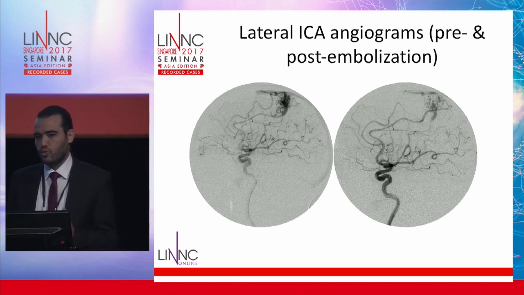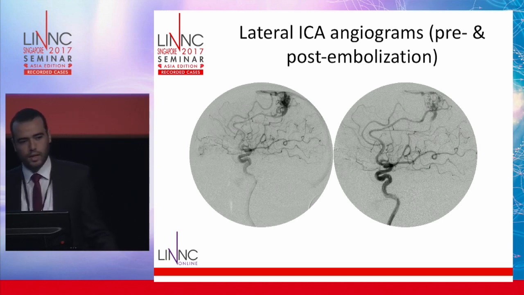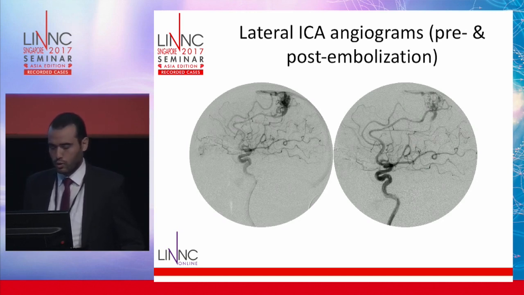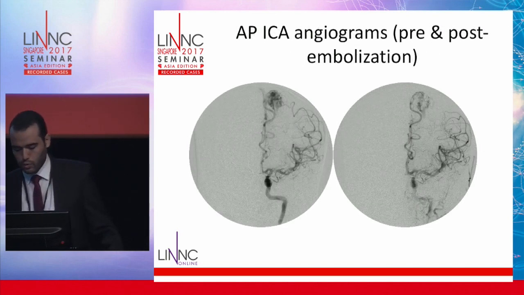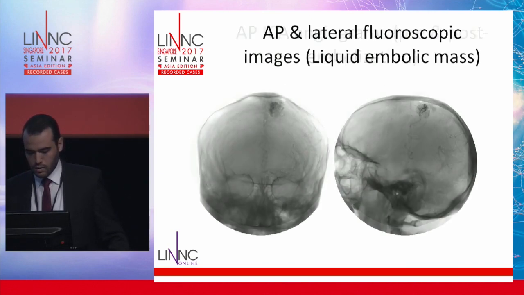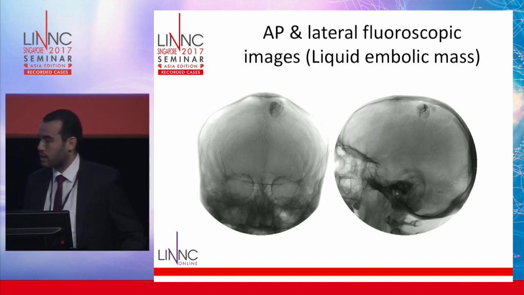The decision was to do staged embolization followed by surgical excision of the AVM. This is lateral internal carotid artery angiogram pre and post embolization images showing partial obliteration of the nidus. We did embolization through the callosomarginal artery only. This is the AB view of the internal carotid artery angiogram. This is the AB and lateral fluoroscopic images showing onyx cast strictly intranidal.